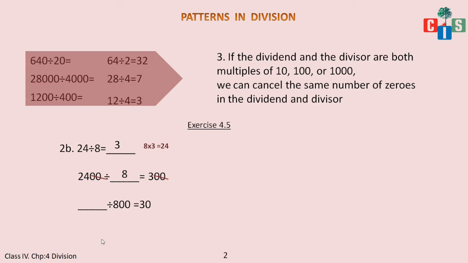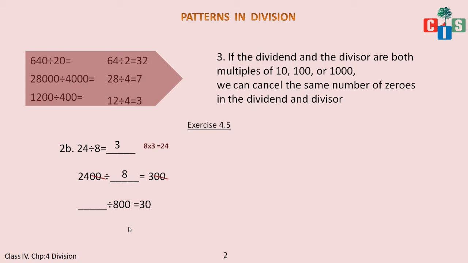Okay. Now in the third example, you have to find the dividend. Here you found out the quotient, here you found out the divisor. Now we are finding the dividend. Now here also students, there are zeros. But here you cannot cancel the zeros.